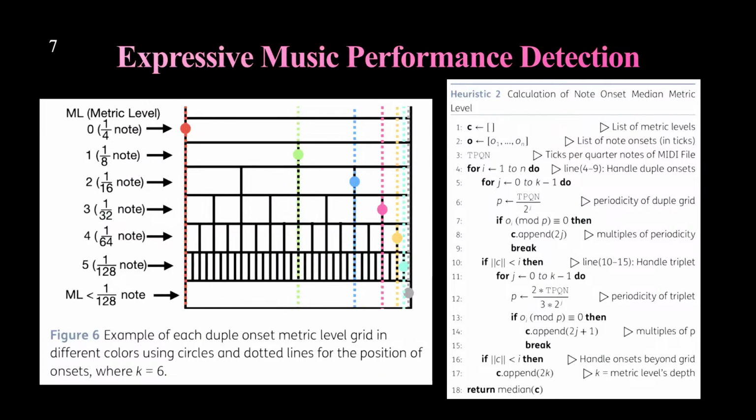Figure 6 illustrates our second heuristic, the note onset median metric level, or NOMML for short. It assigns each note onset to a metric grid, such as duple or triplet subdivisions, and takes the median. Human performances often fall outside strict grids, so a high NOMML value is a strong signal of expressive timing.